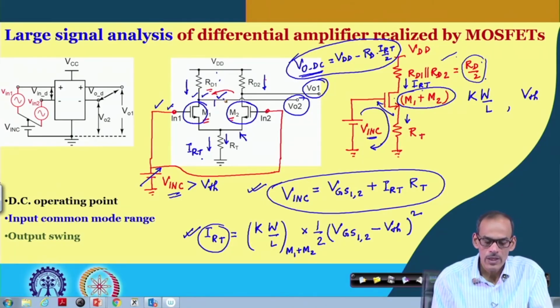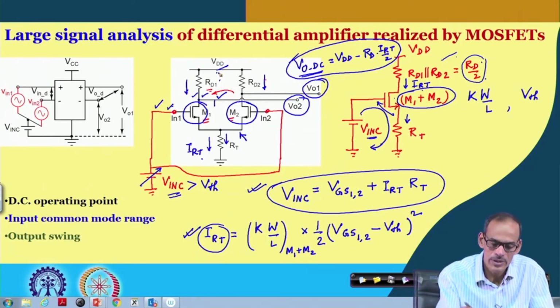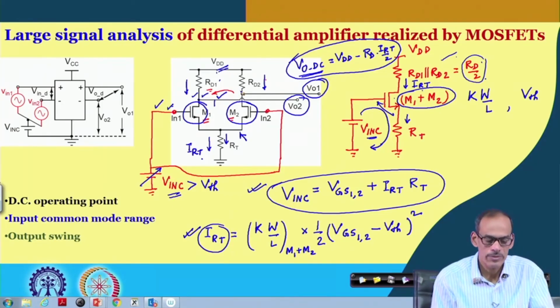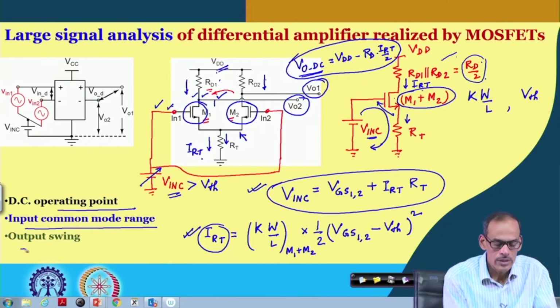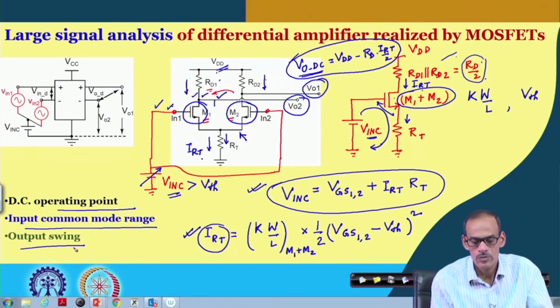So, again this is also an important aspect, but unless we have numerical values of the supply voltage and resistors, it will be a little too hypothetical to analyze. So, once we go through numerical examples, then we will talk about the calculation of the input common mode range and DC operating point, and then the corresponding output signal swing.